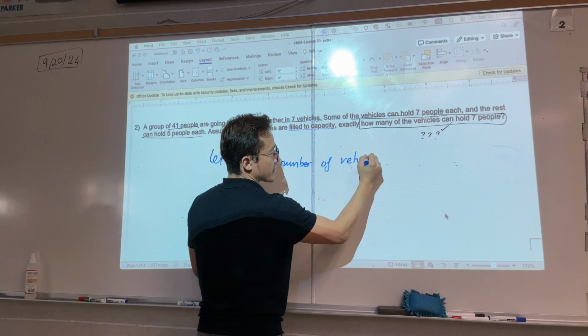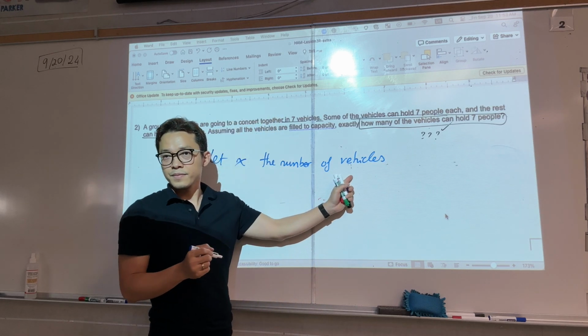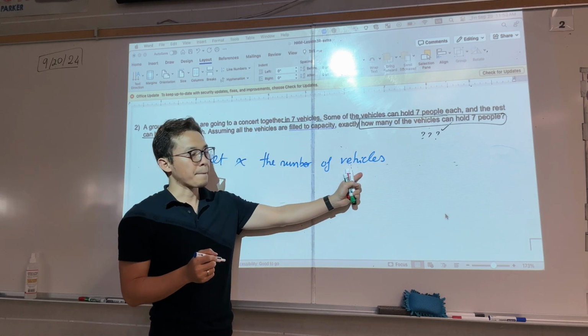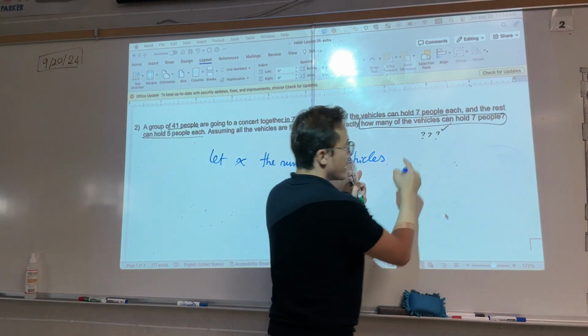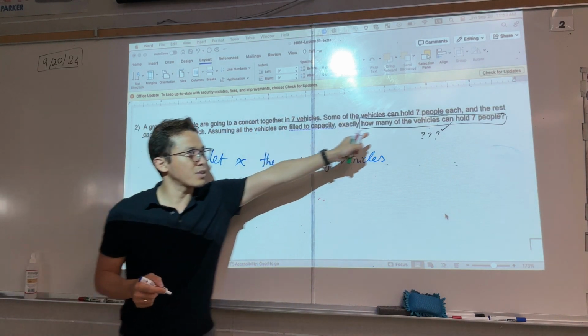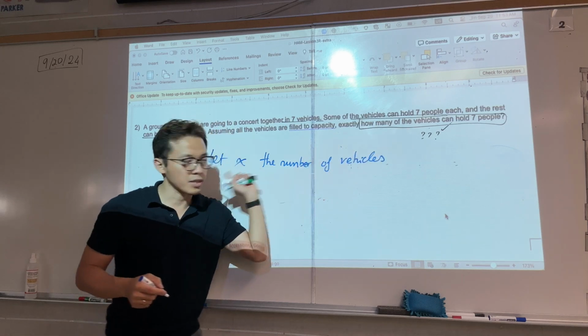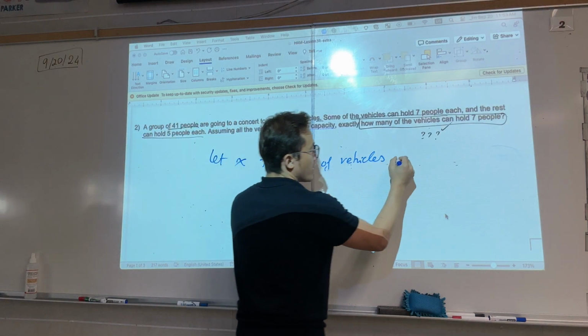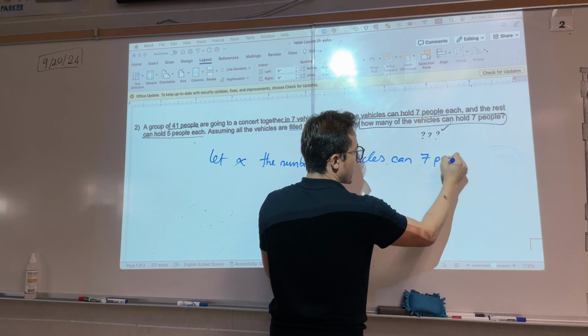Who can finish it? The number of vehicles what? Can hold 7 people, right? Again, you just let x, and then you're going to start on the question. What do they ask you? Just write them down, okay? A vehicle can hold 7 people. Let's give Layla 1 point.